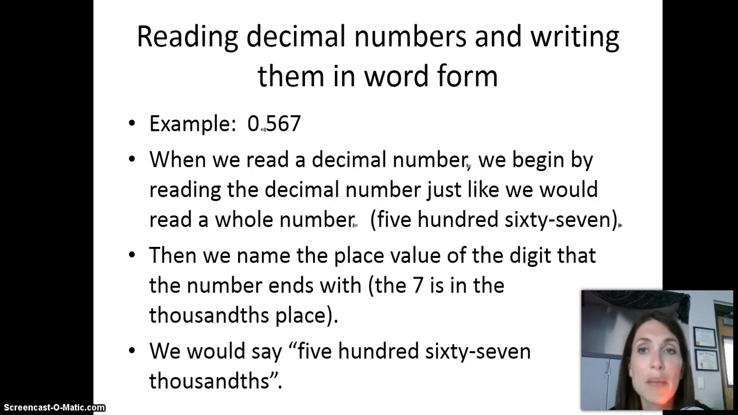Reading decimal numbers and writing them in word form. Our example again is 567 thousandths. When we read a decimal number, we begin by reading the number just like we would read a whole number, 567. Then we name the place value of the digit that the number ends with. In this case, it ends with a 7, which is in the thousandths place. So I would read this number as 567 thousandths.